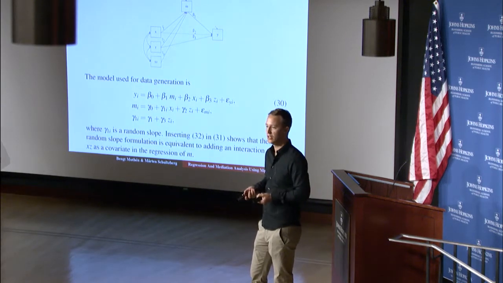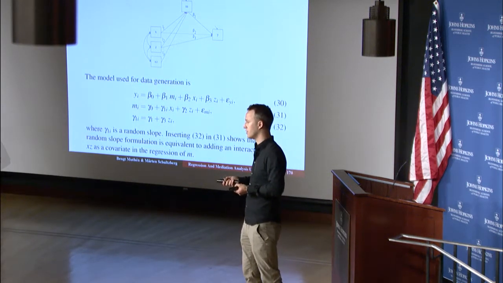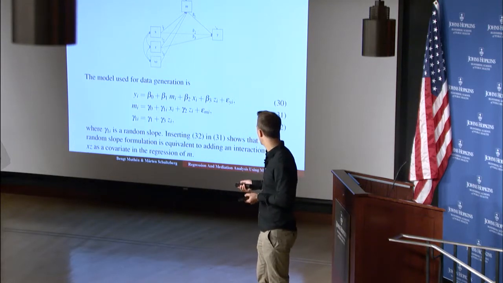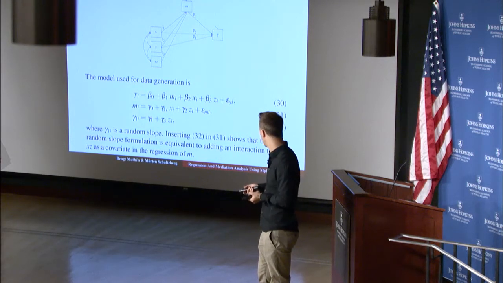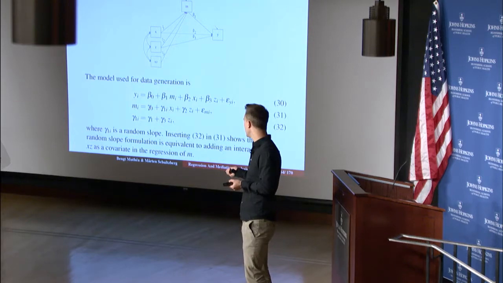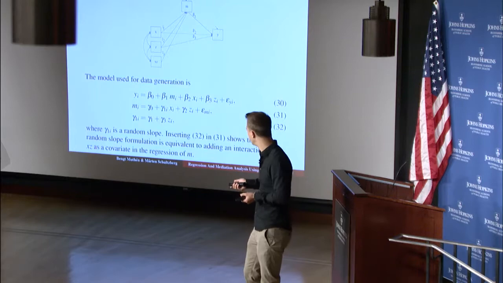How large a sample would you need to be able to find a significant interaction with some probability? And to do this, you kind of have to learn a trick. You have to realize that you can write the interaction as a random slope.